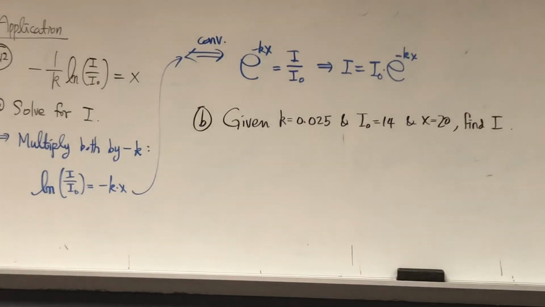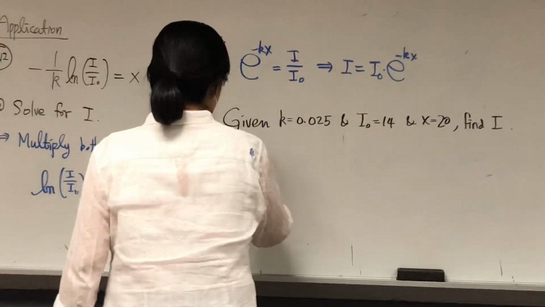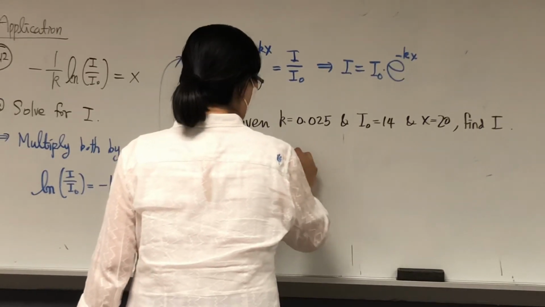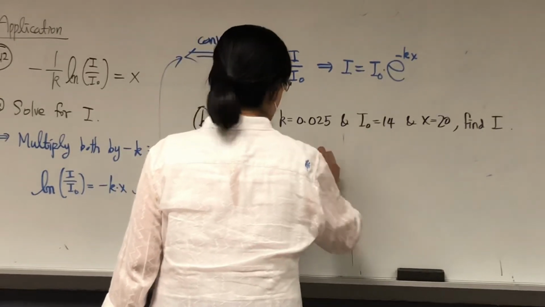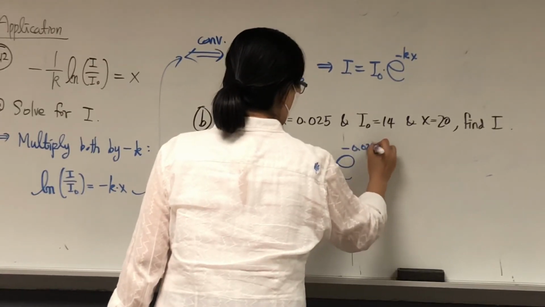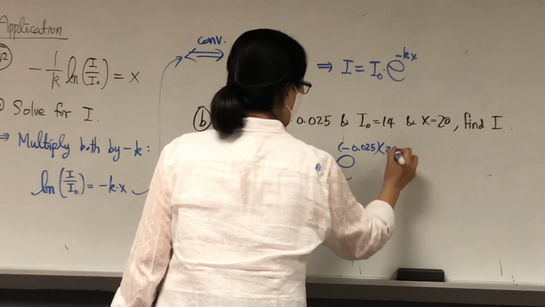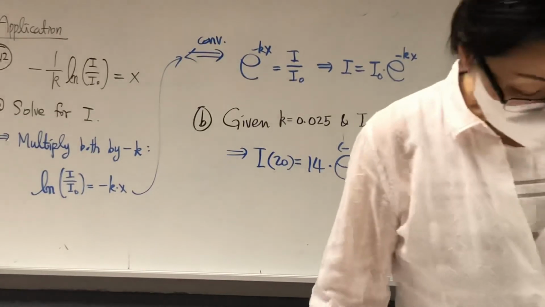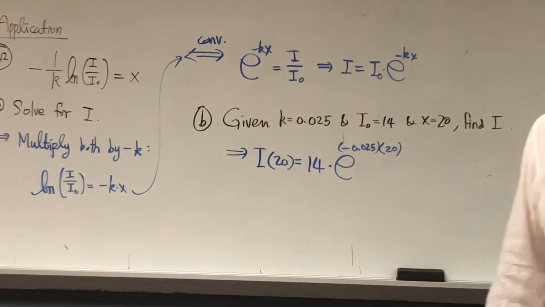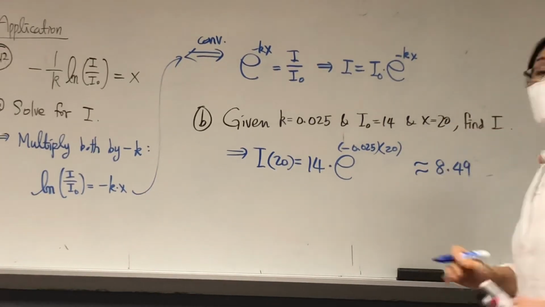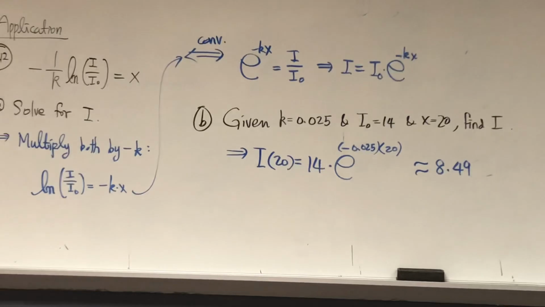So what do you need? Substitute, right? And then solve. So what is it? Here, I of 20 equals what? I0 is 14 times e to the minus 0.025 times what? 20. So you can use a calculator. And then it is approximately 8.49 lumens, right? Yes, good.